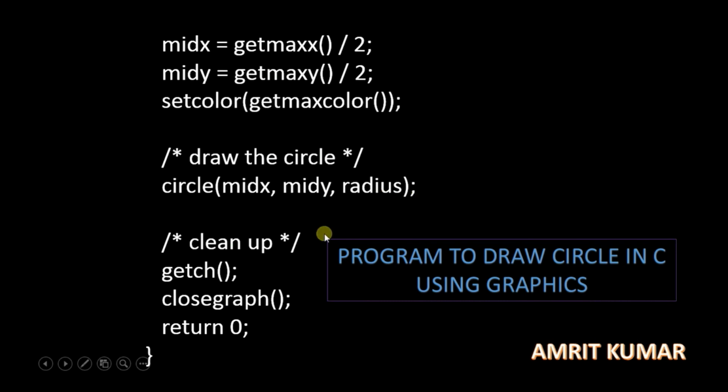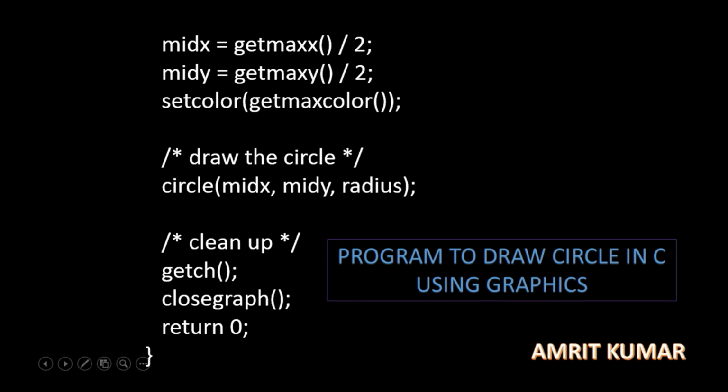Then, for cleanup, getch is used to get a character from the keyboard, and then the program terminates. After the execution of this statement, closegraph helps us close the graph. Finally our code runs successfully, and if it returns 0, it means it ran successfully.